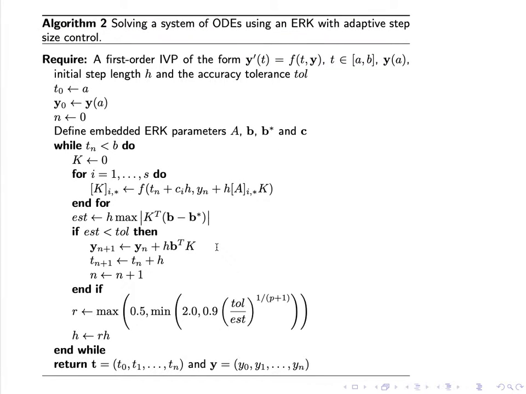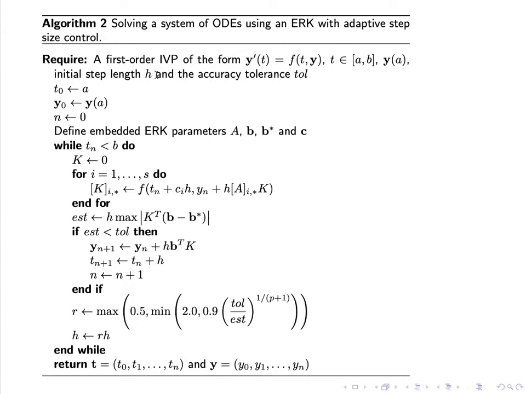So this results in the following algorithm, which is how we solve a system of ODEs using an explicit Runge-Kutta method with adaptive step size control. If we're presented with an initial value problem of this form, notice this is a system of ODEs, we have some domain, t goes from a to b, and we have an initial value of y. We're given an initial step length of h.